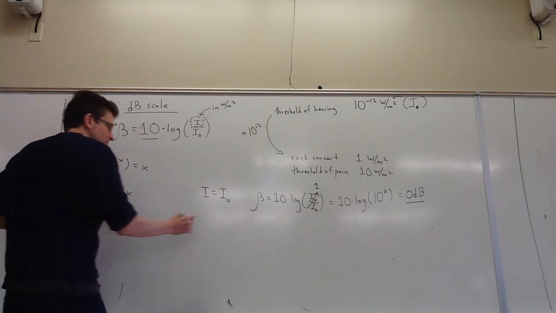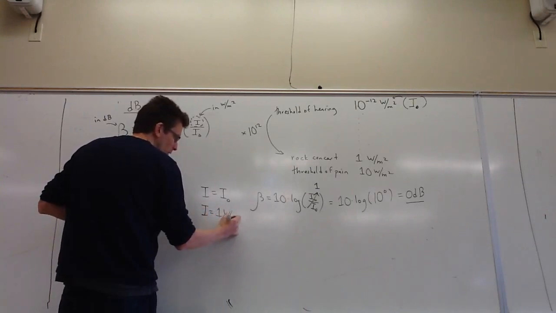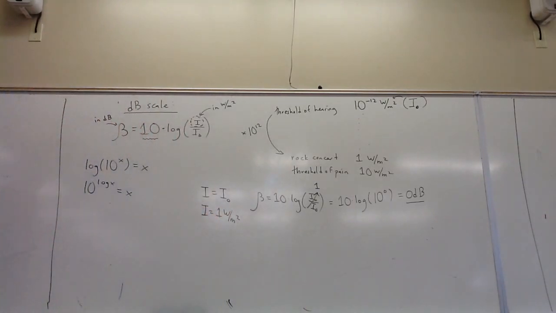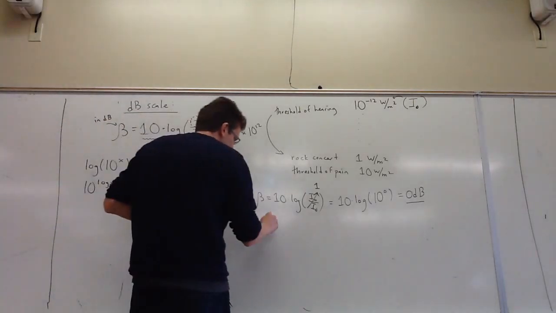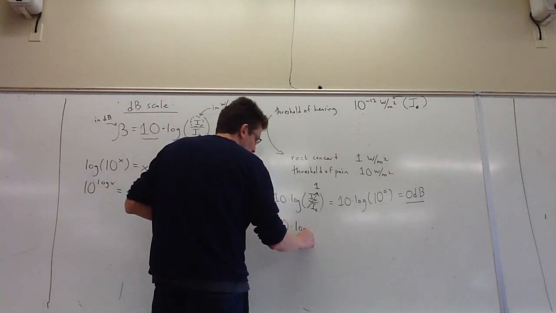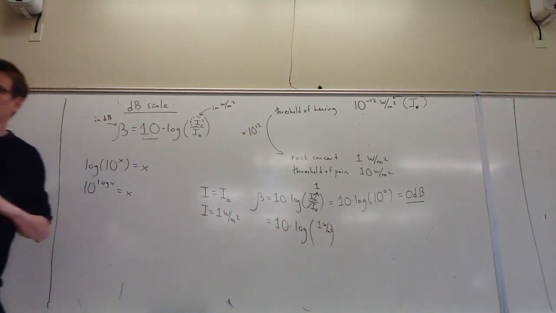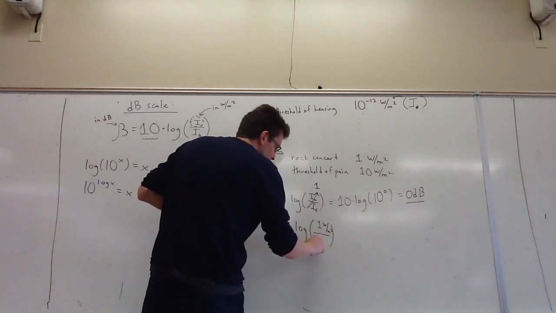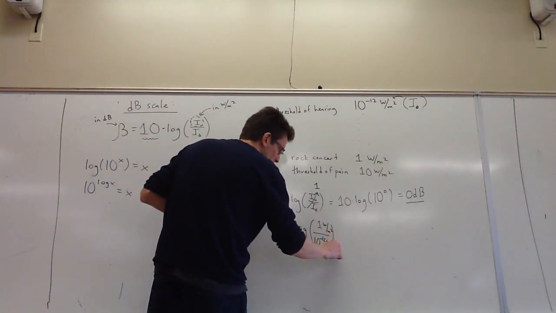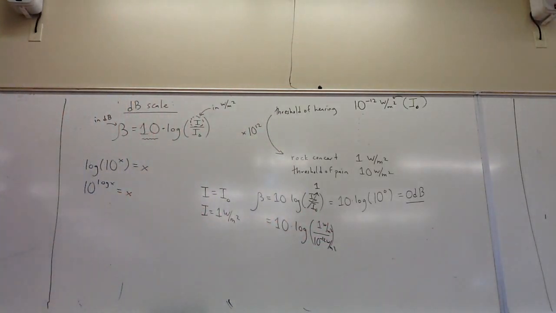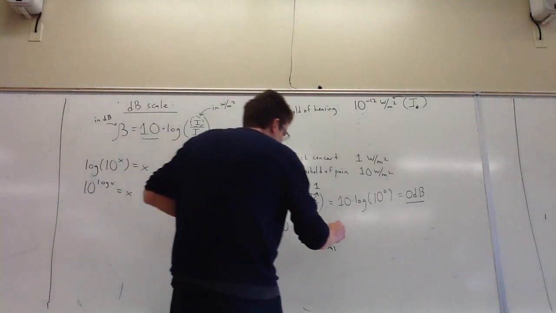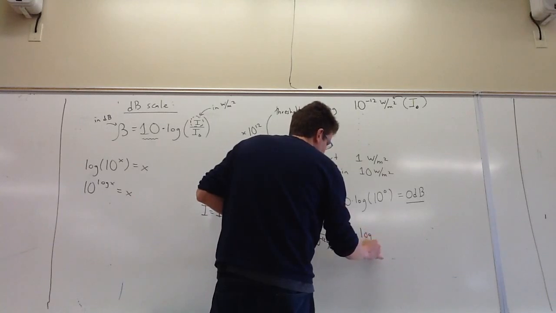All right? So let's try another one. Let's try the rock concert. I equals 1 watt per square meter. So we'll throw that in there. 10 log of, and now I'm just going to put in the numbers. So that's 1 watt per square meter divided by our baseline, which is 10 to the minus 12. All right? So 1 over 10 to the minus 12, that's 10 to the 12, right? So what do we get? Log of 10 to the 12.